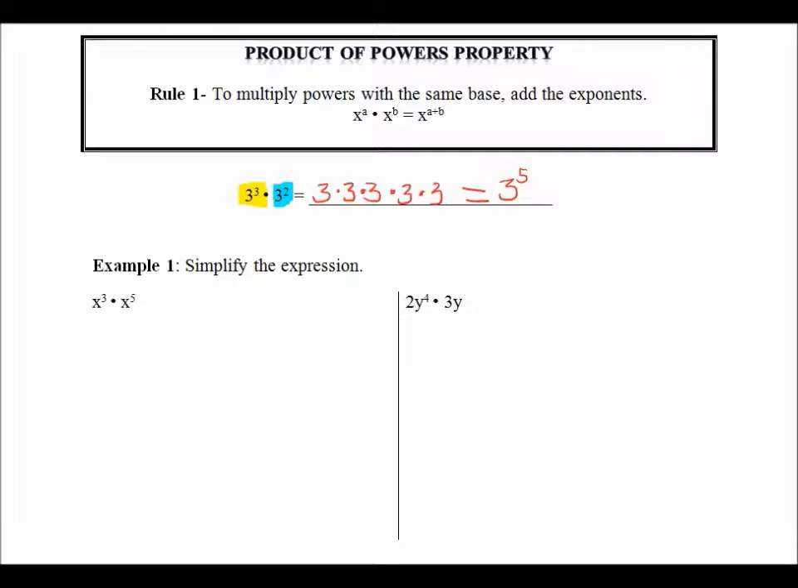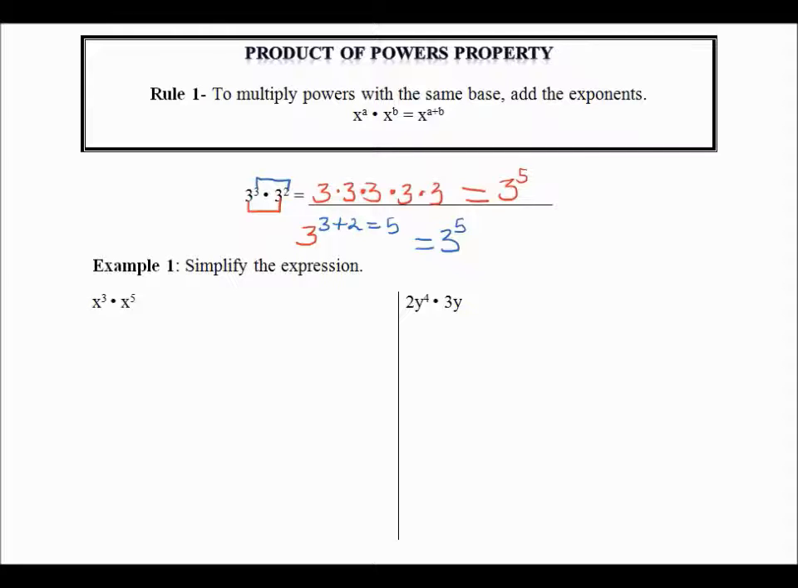Once again, the rule says if your bases are the same, and here clearly my bases are the same, my base here is 3, it says to simply add the exponents. So I would add 3 plus 2, and it gives me 5. So that would become 3 to the fifth power, and that's what we just came up with in that example. So that's where it comes from.